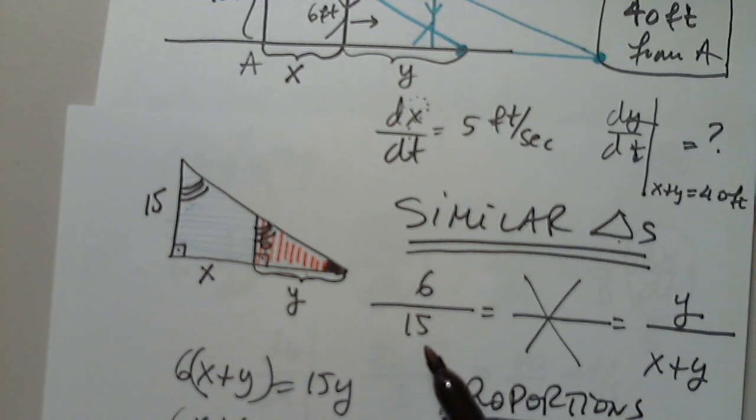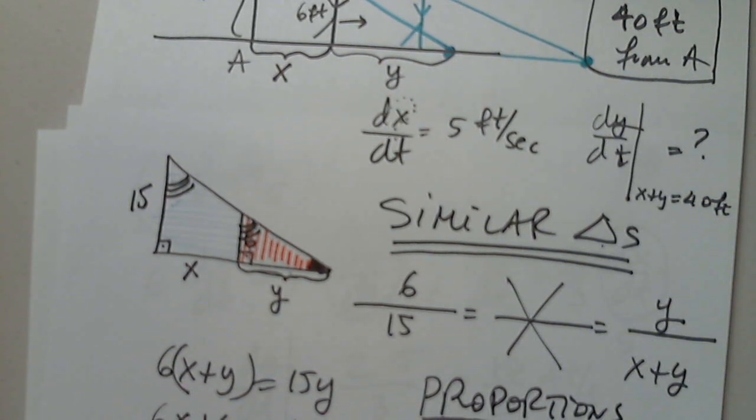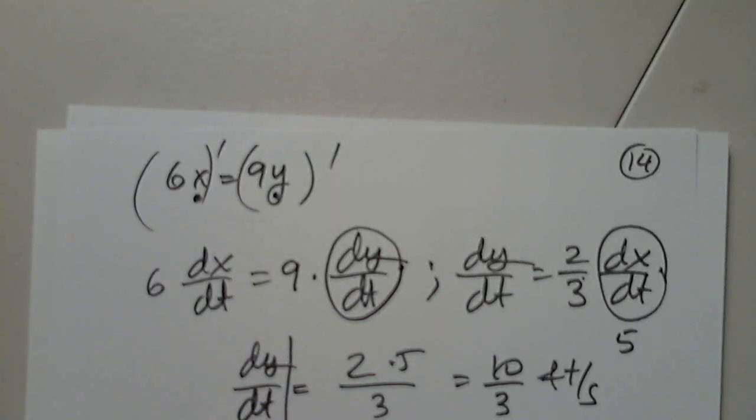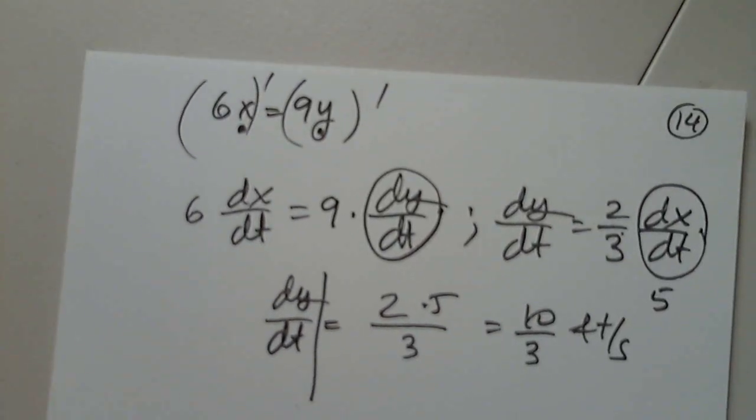So we have 6/15 equals y over x plus y. So I have 6 times (x plus y) equals 15y. So then 6x equals 9y. So then 6 times dx over dt equals 9 times dy over dt. So dy over dt would be 2/3 times dx over dt. And we had dx over dt to be 5. So I have 10 feet per second.